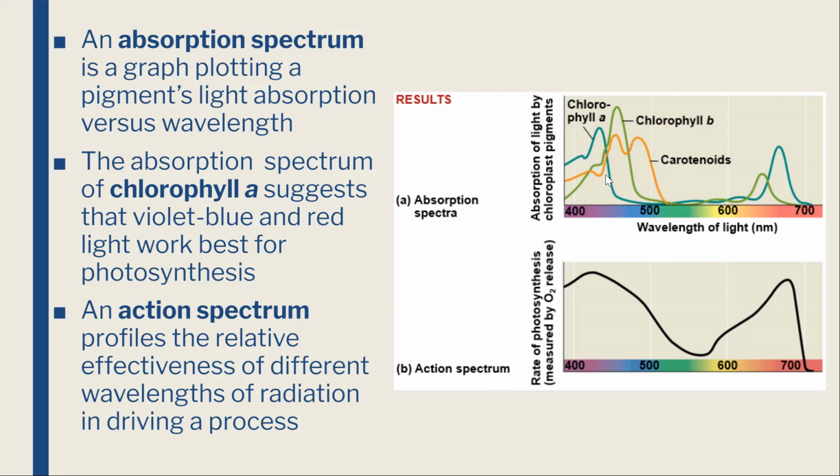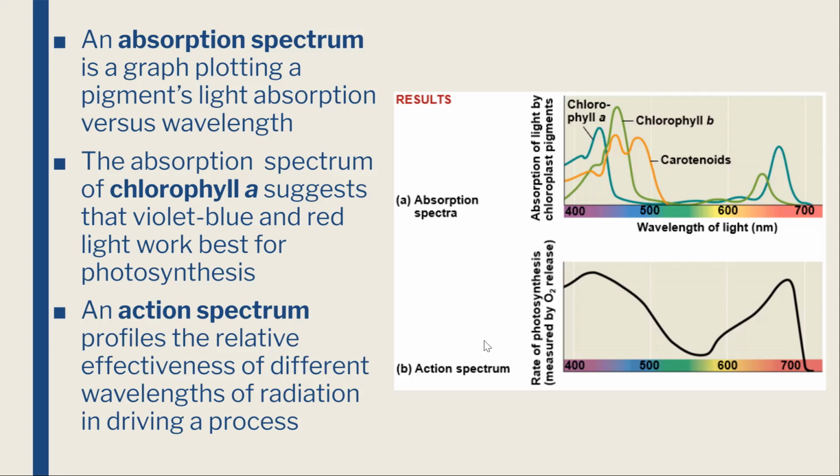Chlorophyll B is absorbing a little bit more of the blue wavelengths of light and a little bit more of the orange wavelengths of light. And the carotenoids kind of absorb a lot of the purples and the blues, but they're not absorbing any of the reds and the oranges. So the different pigments are going to absorb different wavelengths of light, but collectively, they're going to be absorbing those wavelengths of light and using those for photosynthesis.